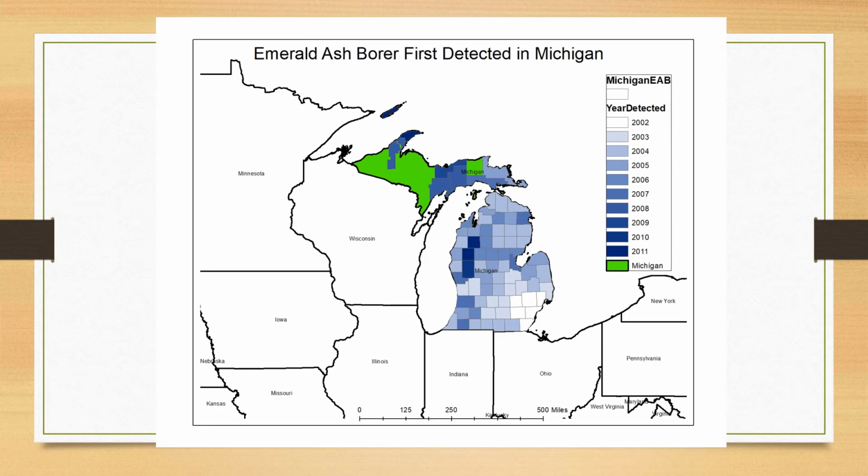So emerald ash borer was first detected in Michigan. And as you can see from this map, it was detected in 2002 in the southeastern corner of Michigan, and by 2011 it had basically spread throughout the entire state of Michigan. And that means that all of those trees, unless they've been treated, have been affected by the emerald ash borer.